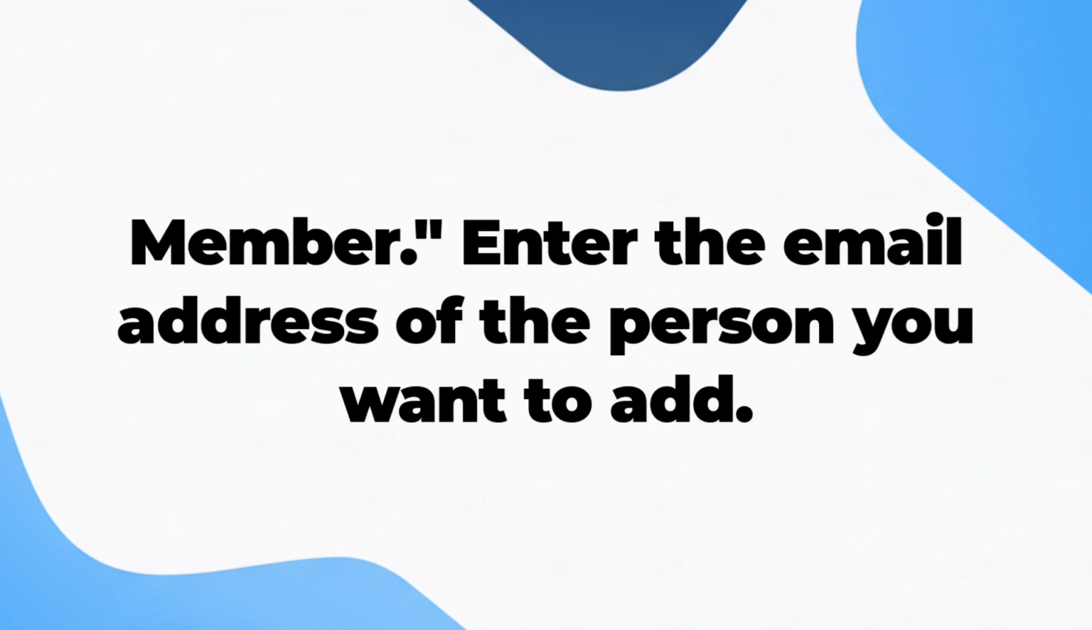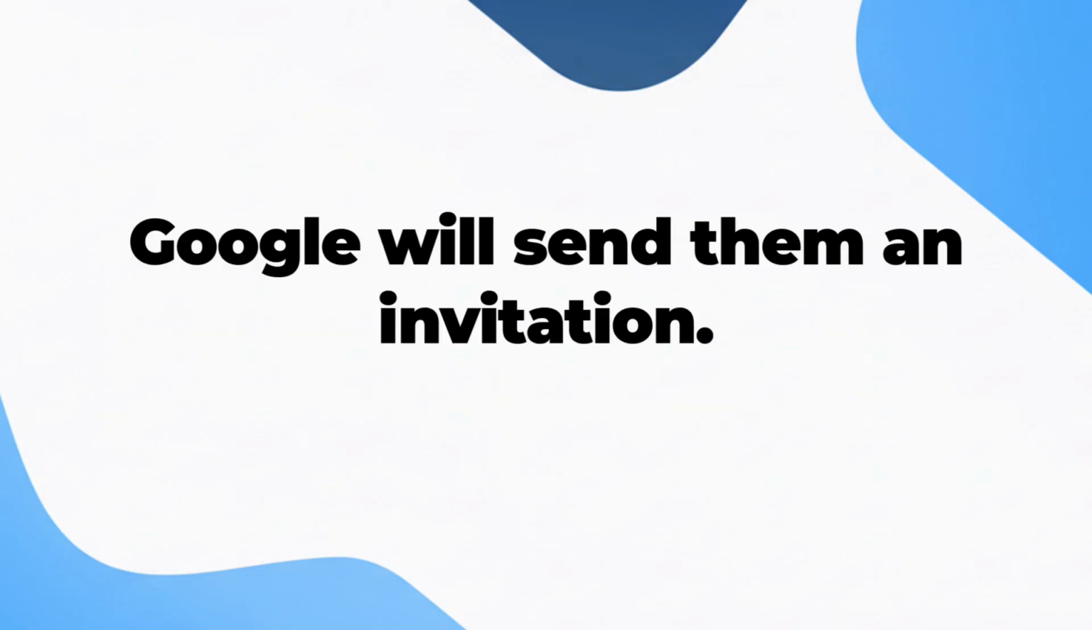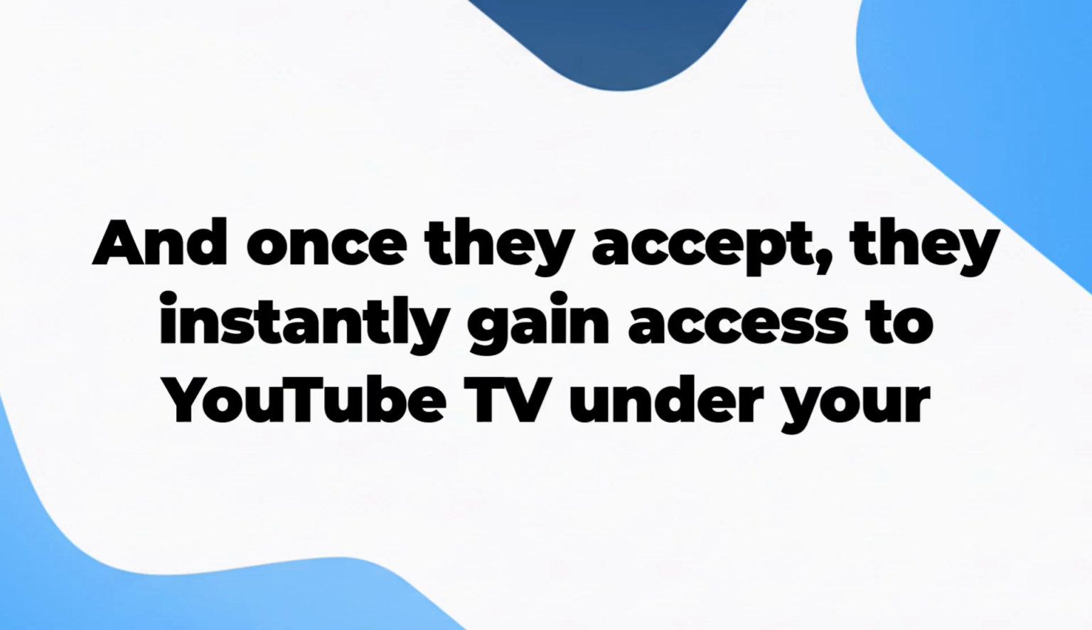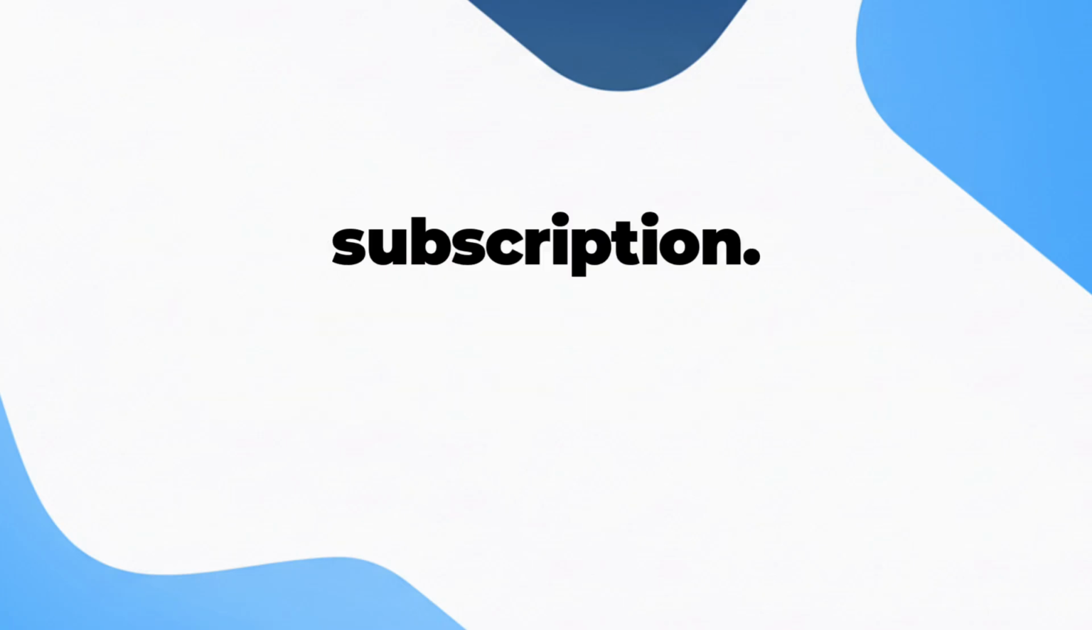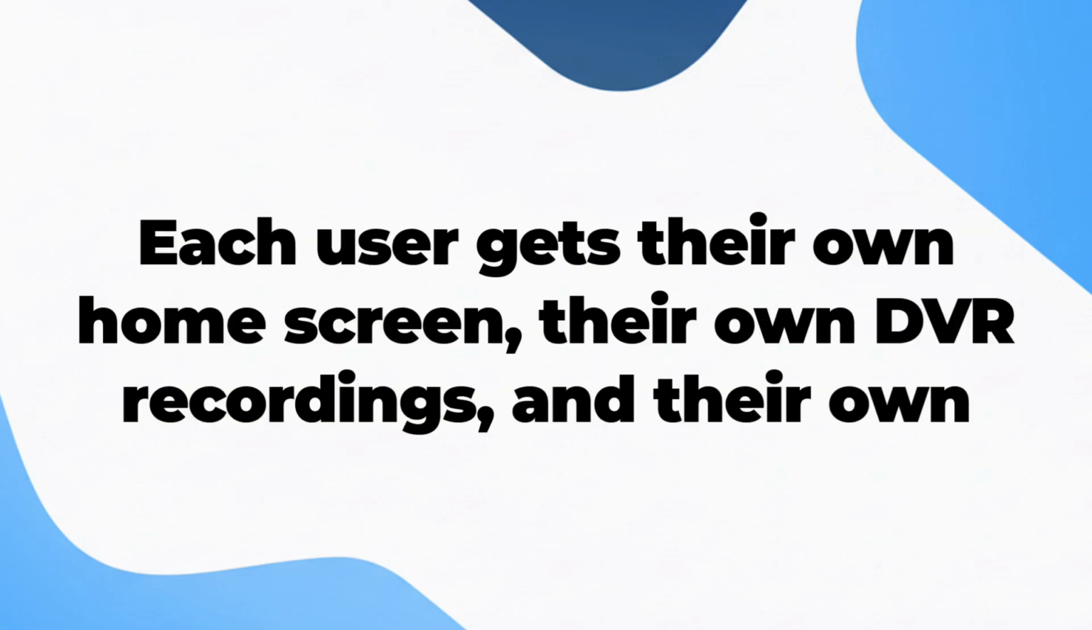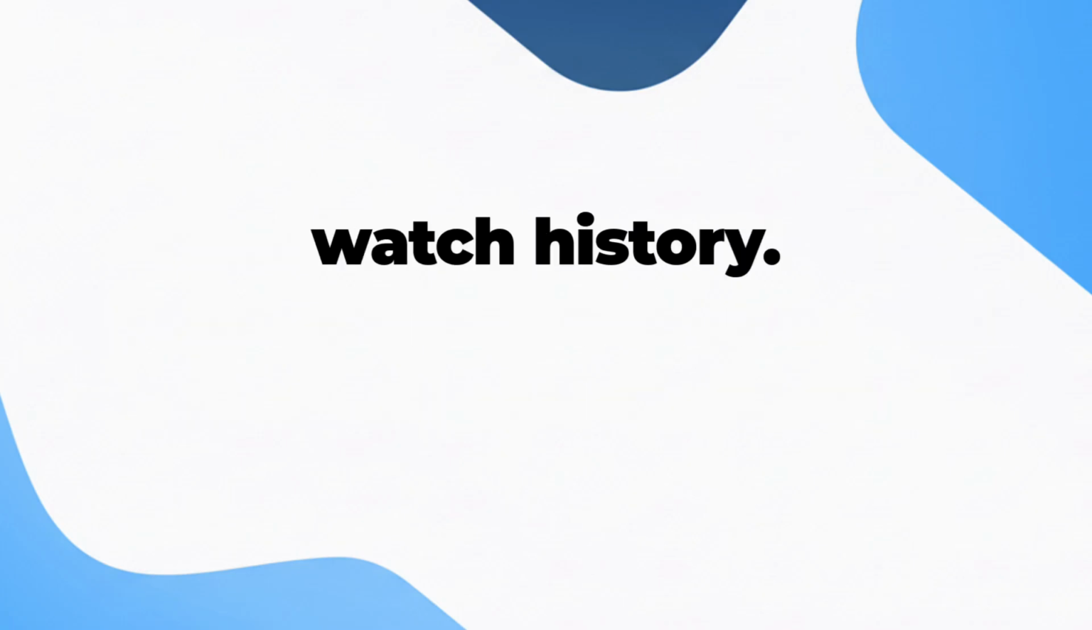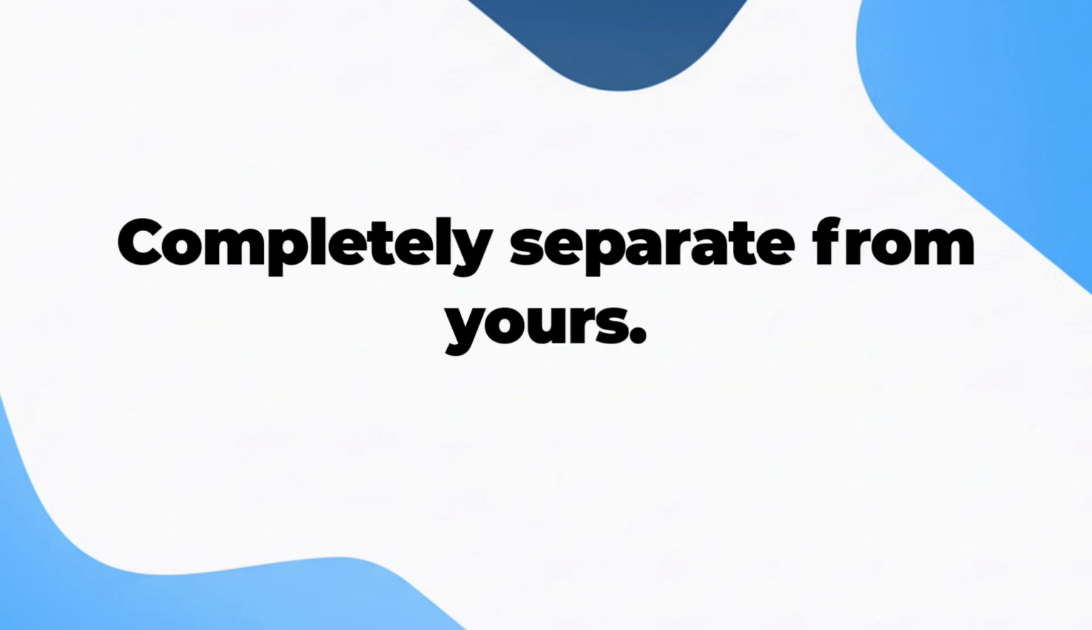Enter the email address of the person you want to add. Google will send them an invitation, and once they accept, they instantly gain access to YouTube TV under your subscription. Each user gets their own home screen, their own DVR recordings, and their own watch history, completely separate from yours.